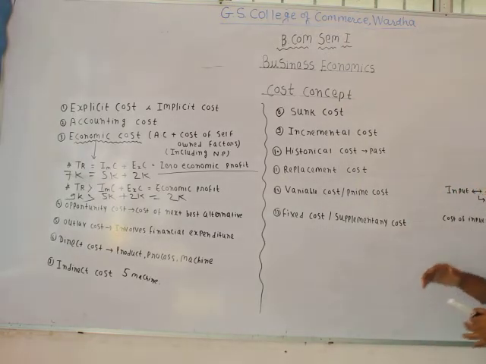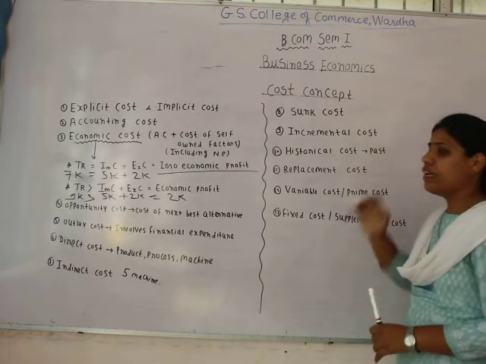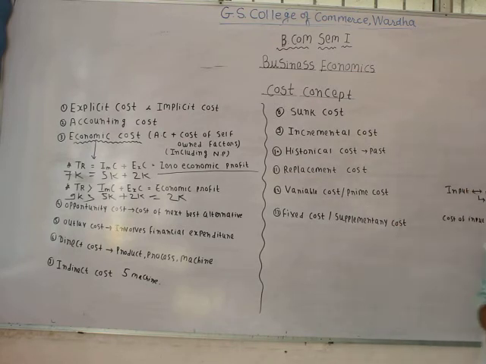The next one is historical cost. Now, don't get confused between sunk cost and historical cost, because historical cost is also spent in the past, but it is spent for acquiring the machines or the things which are used for productive purposes.